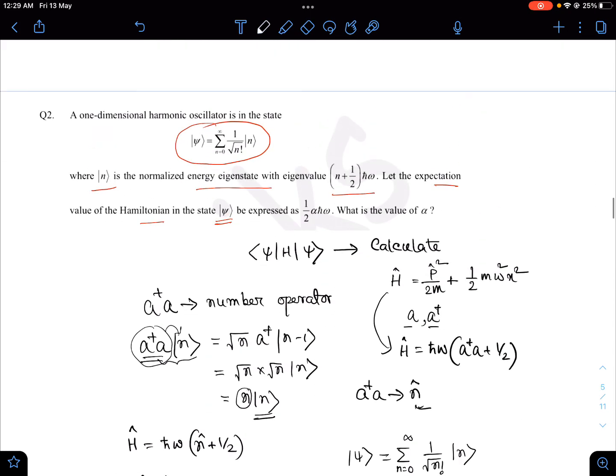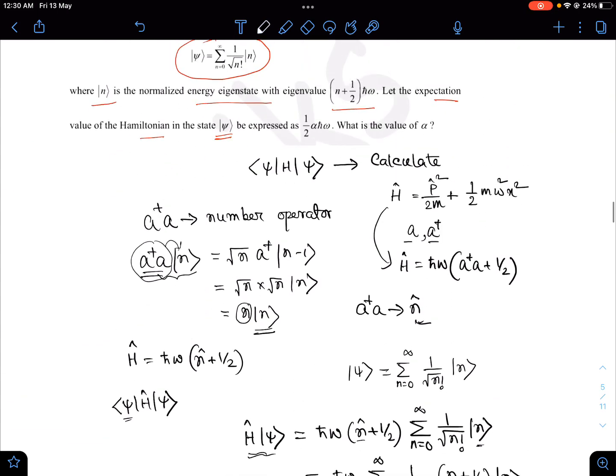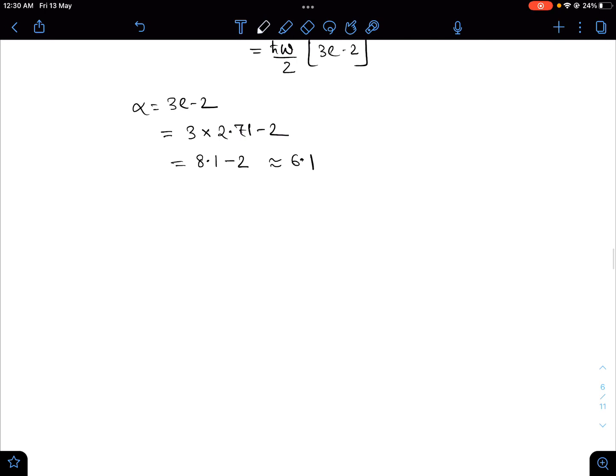So we have to find the value of alpha. Alpha we are getting as 3e minus 2. Let us simplify this. We know that e is approximately equal to 2.71, so if we do the calculation, it will be roughly 8.1 minus 2. So alpha will be almost in the range of 6. So this is the value of alpha. What is the answer? The answer is alpha is almost equal to 6.